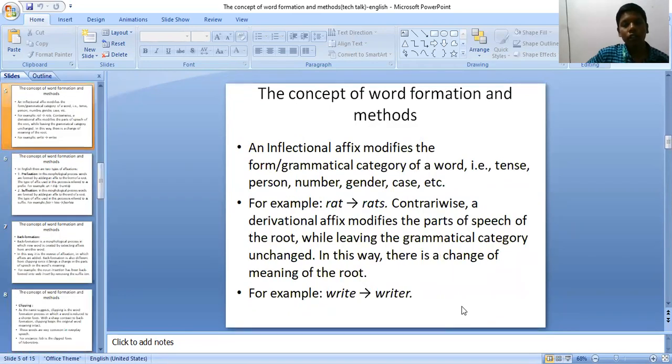An inflectional affix modifies the form or grammatical category of a word, that is tense, person, number, gender, case, etc. For example, rat, rats. Contrariwise, a derivational affix modifies the part of speech of the root while leaving the grammatical category unchanged. In this way, there is a change of meaning of the root. For example, writer.